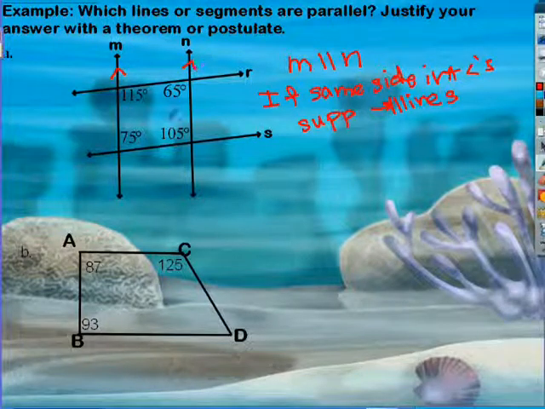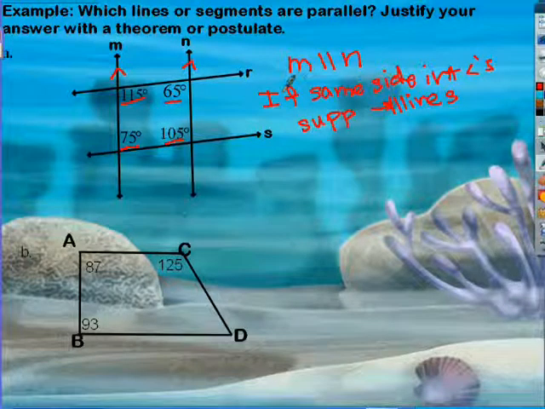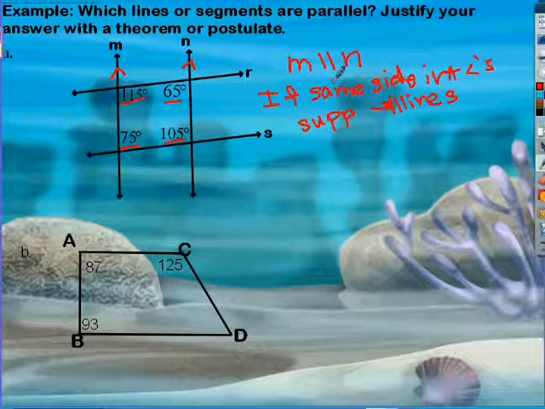Let's check our other angles. When I add 115 and 75, do I get 180? No, that's 190. So those are not going to be supplementary. How about 65 and 105? Well, that's 170. So is R parallel to S? No. Since those angles were not supplementary, the only conclusion I could make was the one we just did. M is parallel to N.